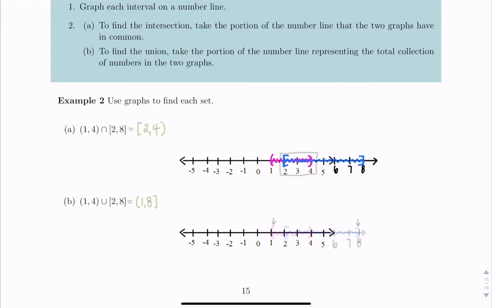Let's just look. I've got some pink and blue going on right in this region. And so what you see is what you write, even including the symbols. Because 2 has a bracket on it, we're going to have bracket 2, comma, all the way up until 4, which has a parenthesis on it, and that is your final answer.